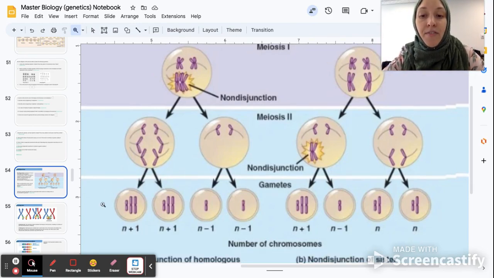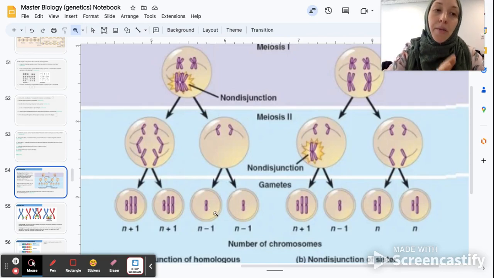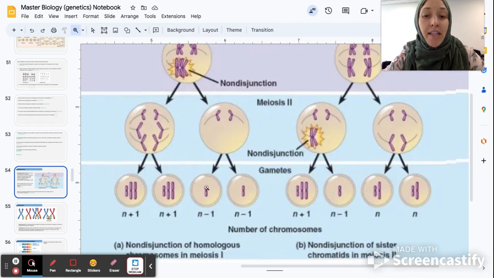And what happens is 50% of my gametes have an extra chromosome, and 50% of my gametes are missing a chromosome. What would happen is these gametes would result in the offspring having a monosomy if they were fertilized, and these ones would result in a trisomy if they were fertilized.